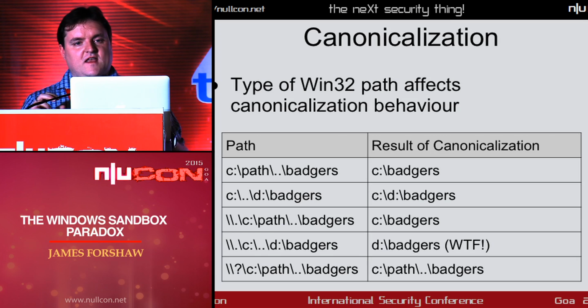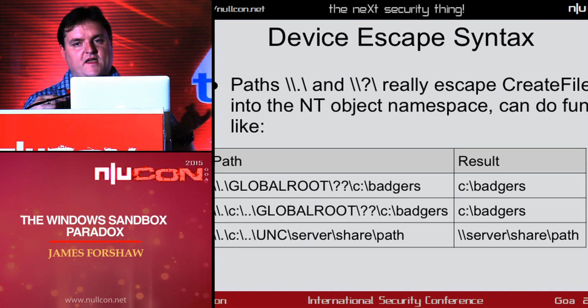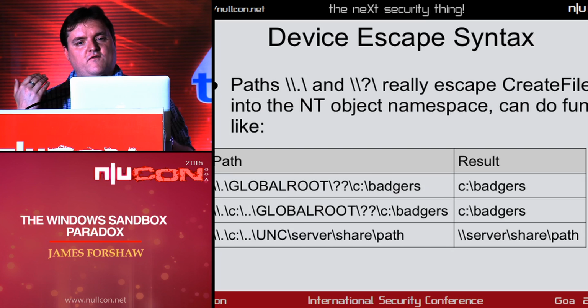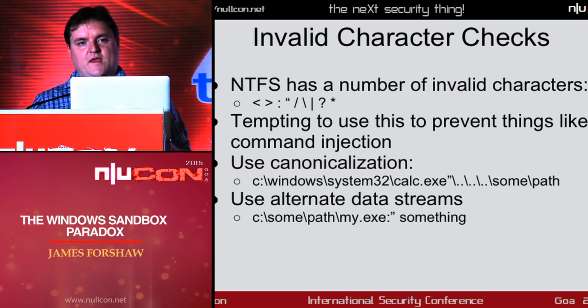And I found a bug in the Flash broker, which is the broker for Flash in IE 11, which basically exploited the fact that there was a difference in canonicalization between one and the other, and you could do some fun tricks with that. And you can also do other crazy stuff like accessing the object namespace, accessing device drivers, even though you're not supposed to. It's a bit of a mess. And so actually handling Windows level file paths is quite a tricky prospect.